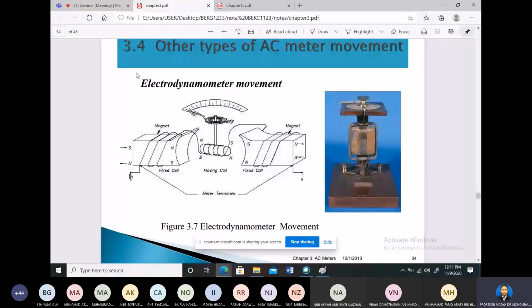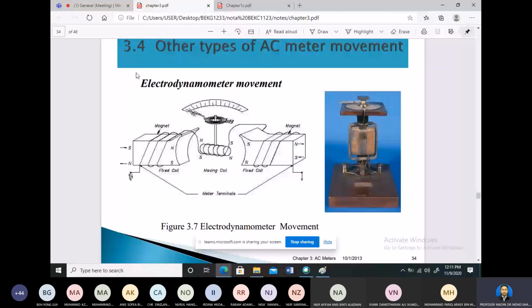So tomorrow we try to finish chapter 3, and then next week we do tutorial 2 and try to solve tutorial 3. So you can try first, you have another day. Try tutorial 2 first, and then next week we will discuss tutorial 2. Tomorrow we finish chapter 3, on the other types of AC meter movement.